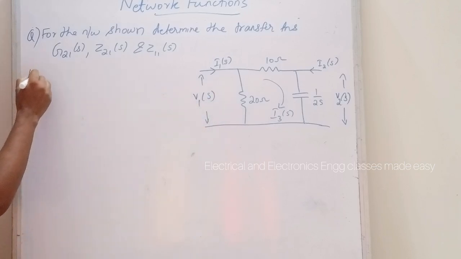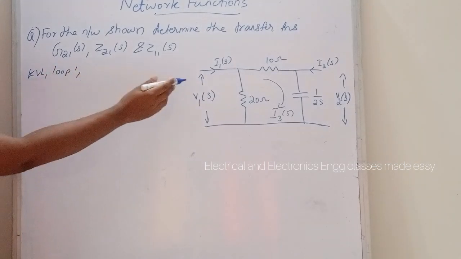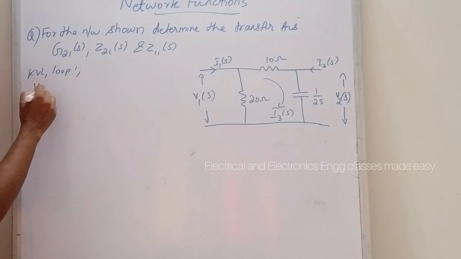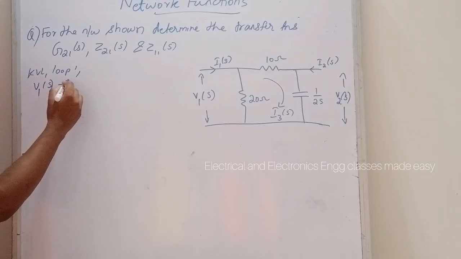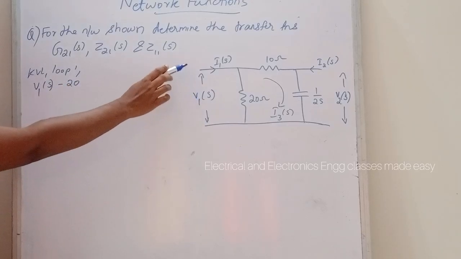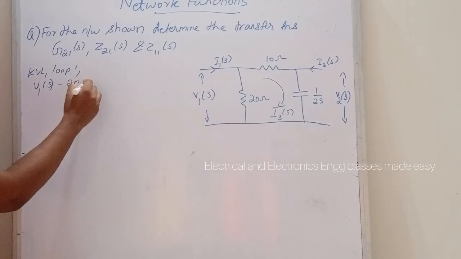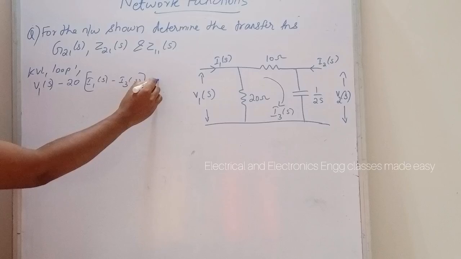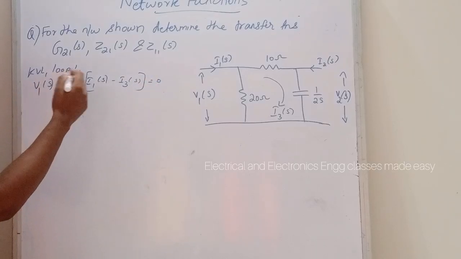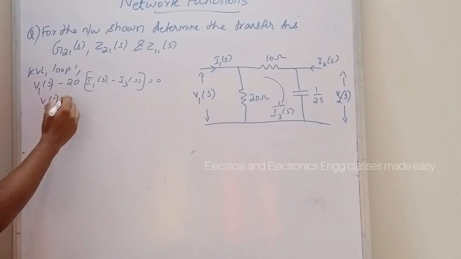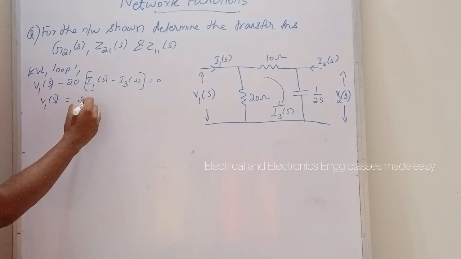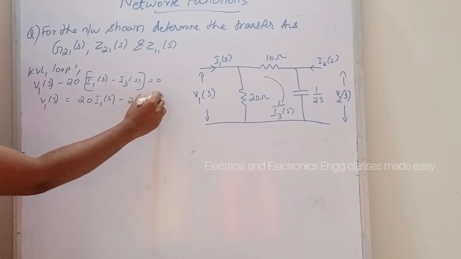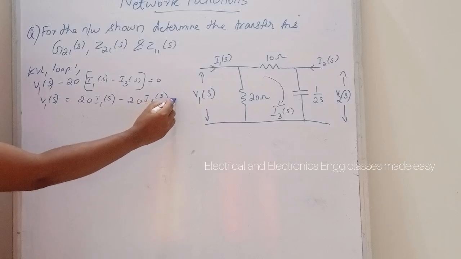Now apply KVL for loop 1. So while applying loop 1, in the loop 1 we will get V1(s) minus 20 into current through this 20 ohm resistor, which is I1(s) minus I3(s), equal to 0, or we can rearrange V1(s) equal to 20 I1(s) minus 20 I3(s). So this is equation 1.